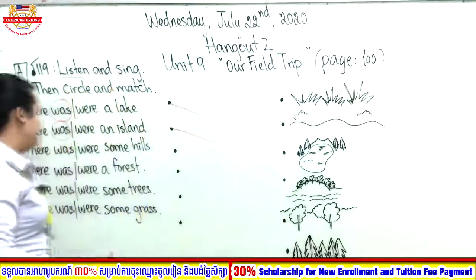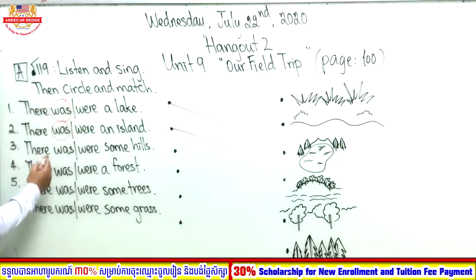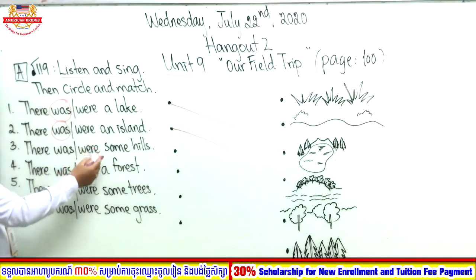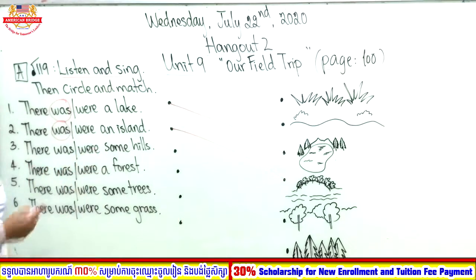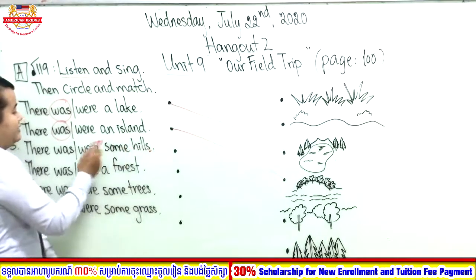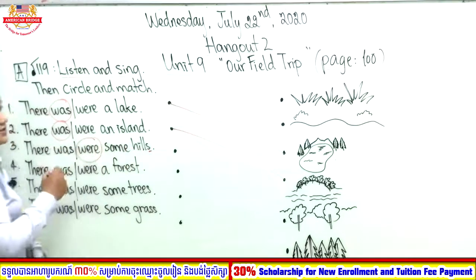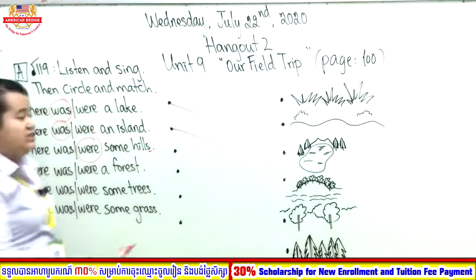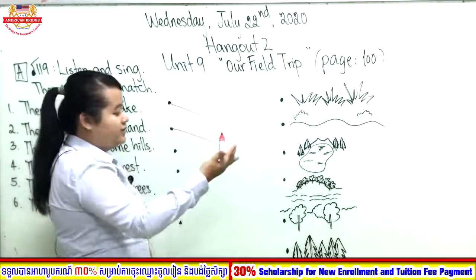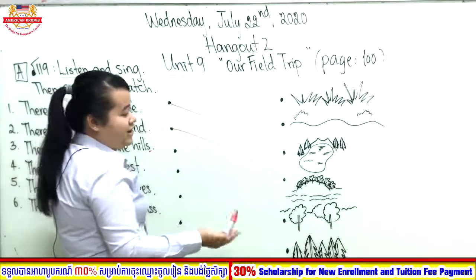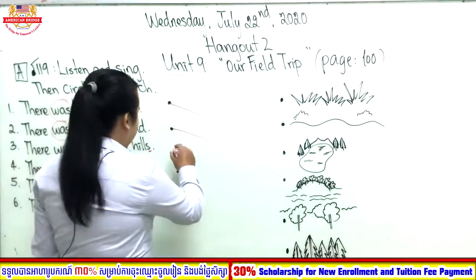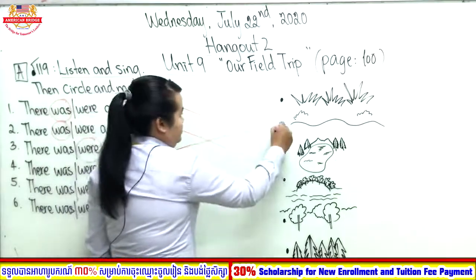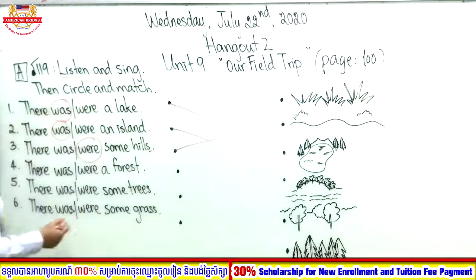So now let's move to number 3. There was or there were some hills. So this one, was or were? Great. So this one is were, right? Because here we have a lot. So we need to circle this one. So where is it here? Match to picture number 1, number 2, number 4 or number 5. Great. So match to picture number 2, right? Okay, so now let's move to another one.